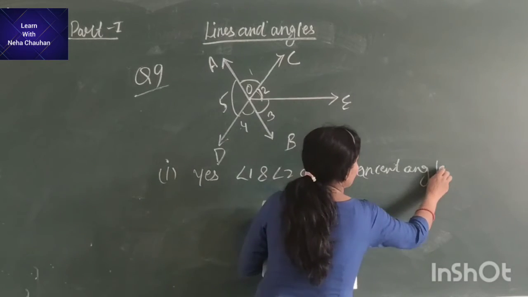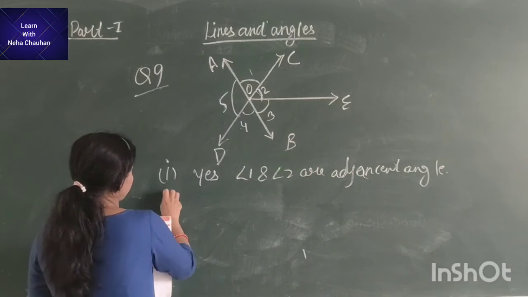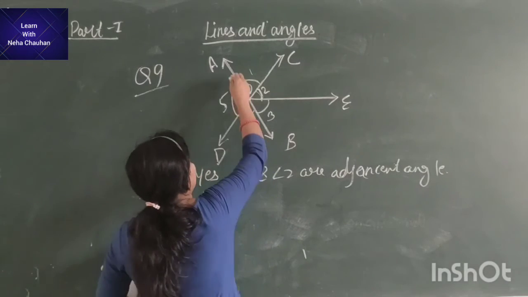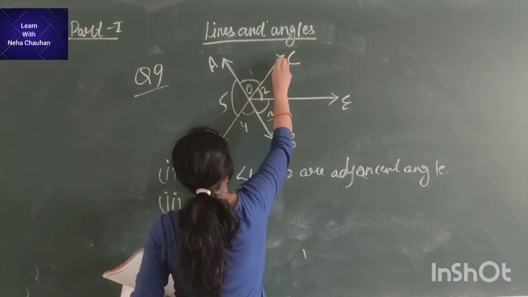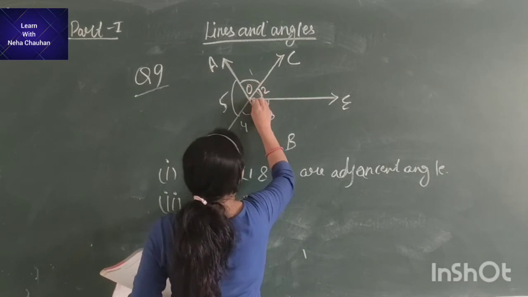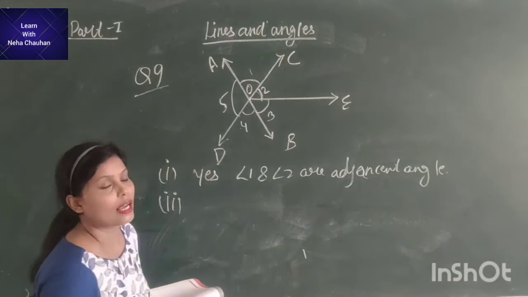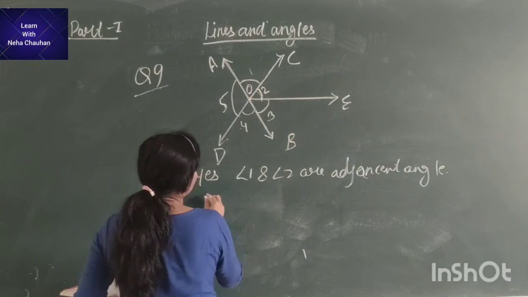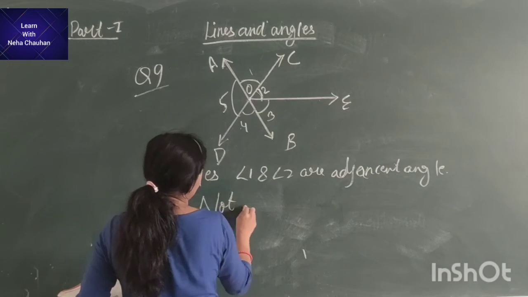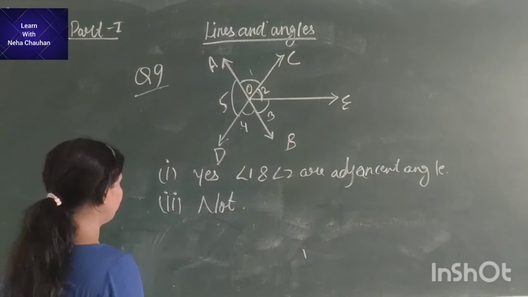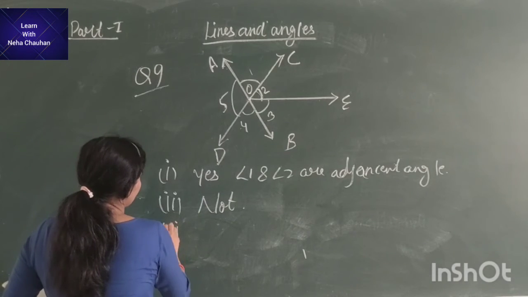Okay. Next point is angle AOC is adjacent to angle AOE. Angle AOC and angle AOE, these are not adjacent, right? This is just the same as the example given. Let's do the third part of this question.